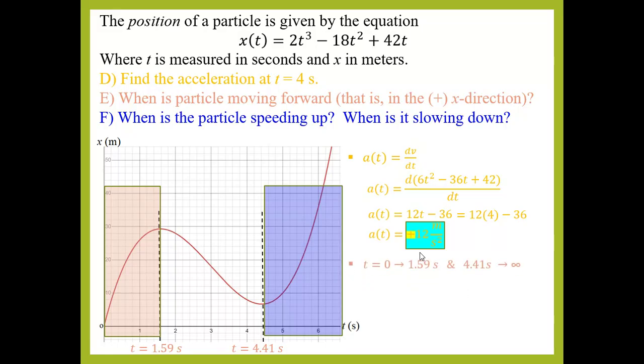So I'm just going to split it up. I can say that objects are moving to the right from 0 to 1.95 seconds. And then I'm going to skip this middle segment because it was moving leftward. And then the next part of the time would be from 4.41 seconds to infinity, right? And I put infinity because I graphed it and it kept going.